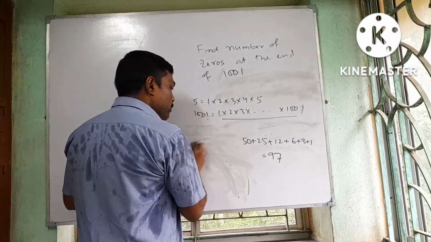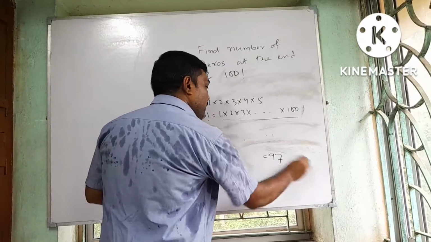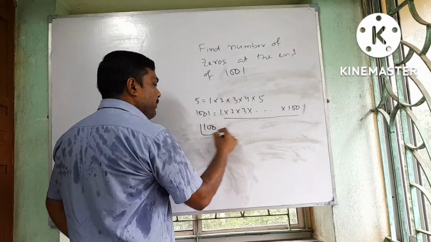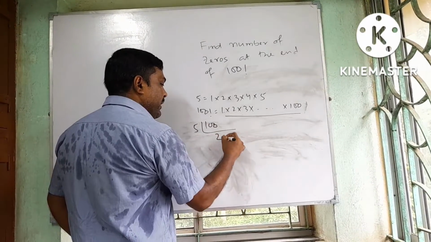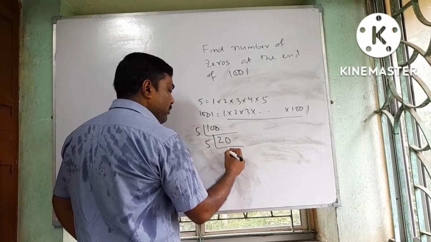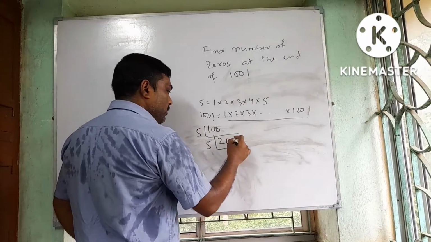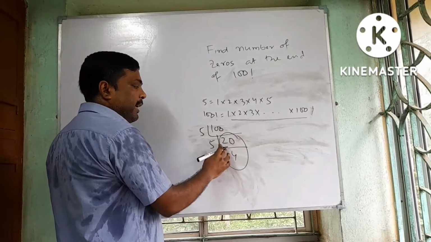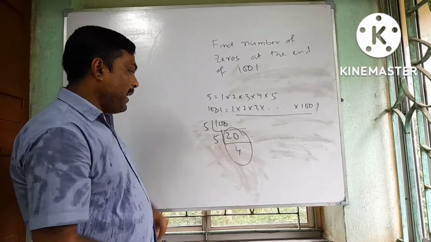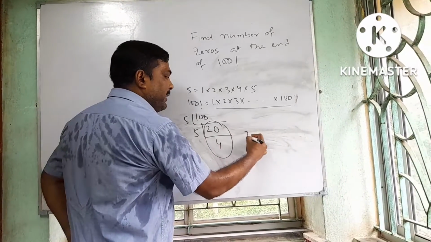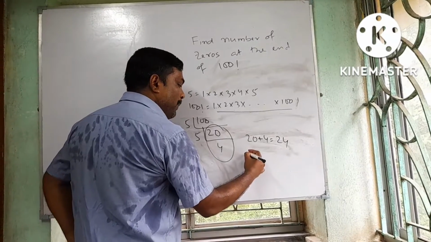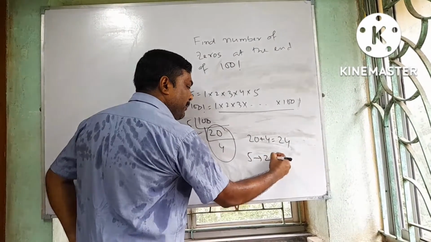Now calculate the number of 5's. Divide 100 by 5, quotient is 20. Divide 20 by 5, quotient is 4. Now the sum of quotients: 4 cannot be divided by 5. So the sum of quotients is 20 plus 4, that is 24. So the total number of 5's here is 24.